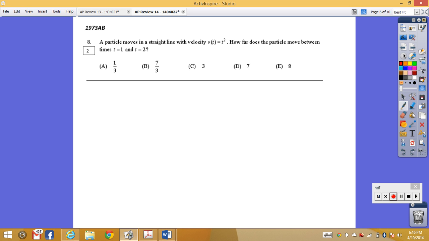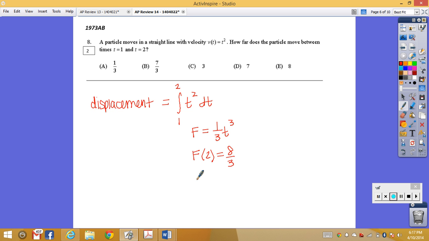How far does the particle move between time equal to 1 and time equal to 2? That question is just asking you for displacement. So displacement would be the integral from 1 to 2 of the velocity. That's the definition of displacement. So that would be 1/3 t cubed. F of 2 would be 8/3. F of 1 would be 1/3. And 8 minus 1 would be 7/3.